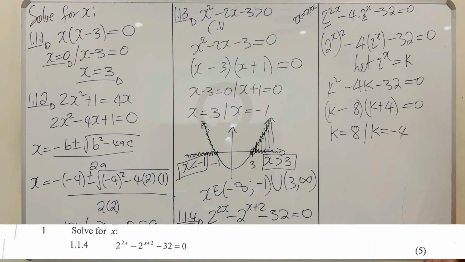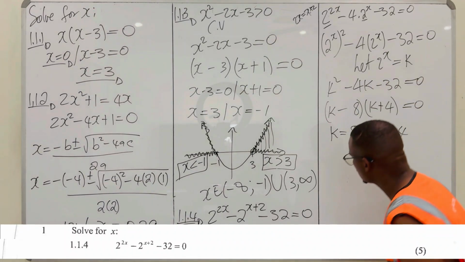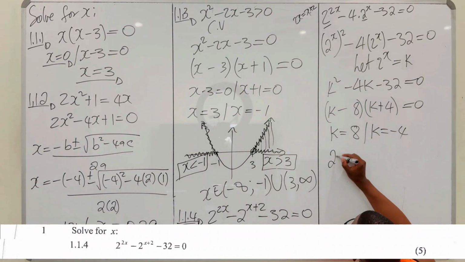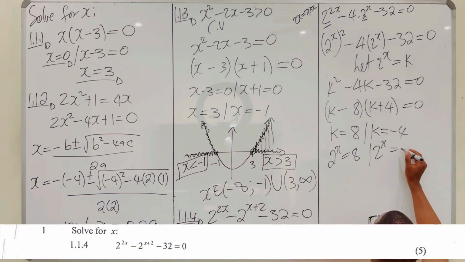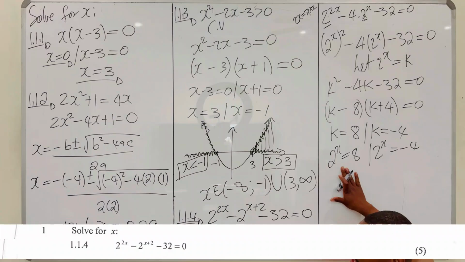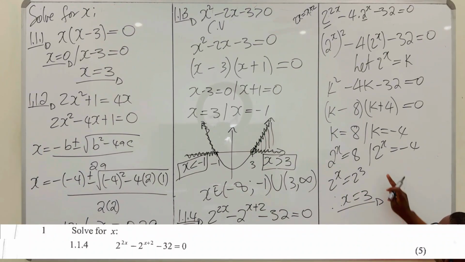So what do we do from here? We allowed k to be called 2 raised to x, so let's bring back the 2 raised to x and put it there. So look at this now: 2 raised to x is equal to 8, or 2 raised to x is equal to minus 4. Let's start with this one. Your 2 raised to x is equal to 2 raised to 3. Therefore your x is equal to 3. Are you happy with this one? No problem. Now, if you come to this, what kind of graph is this one?